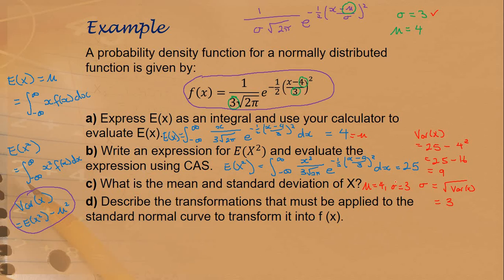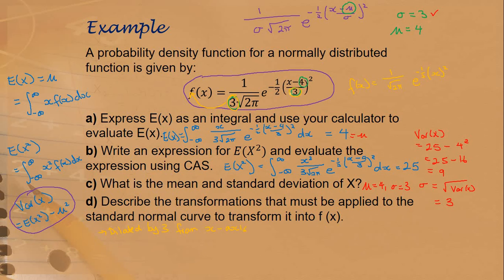Now if we want to describe the transformations that must be applied to the standard normal curve to get to this one, let's recall what the standard normal curve looked like. The standard normal curve had a standard deviation of 1, so it will look just like this, with a mean of 0 and a standard deviation of 1. If we are comparing the two to determine our transformations, our differences are we have this 1 over 3 out the front. It affects the y, so we can say it's been dilated by 3 from the x-axis, which means it's wider than the standard normal curve.